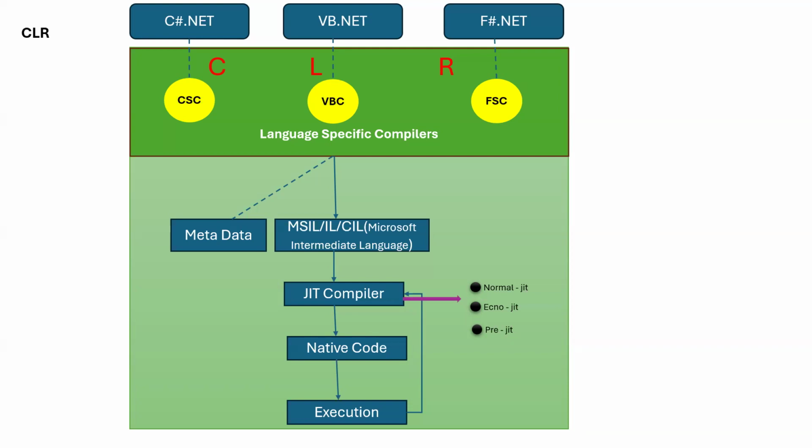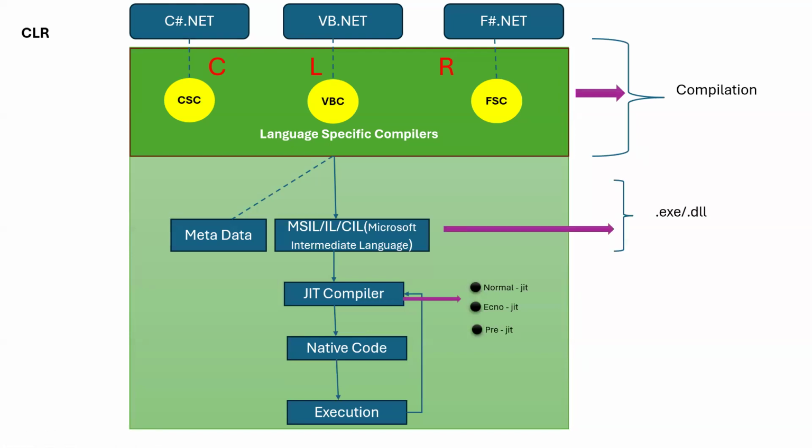Okay. So when I'm trying to explain CLR, it basically comes with these components: MSIL, IL, CIL, all of which are the same, and the JIT compiler, right? This is something called the compilation area. The language-specific compilers will compile your source code into MSIL. This part is known as the compilation part. And here MSIL is going to create an EXE or DLL, which is not in a readable format.